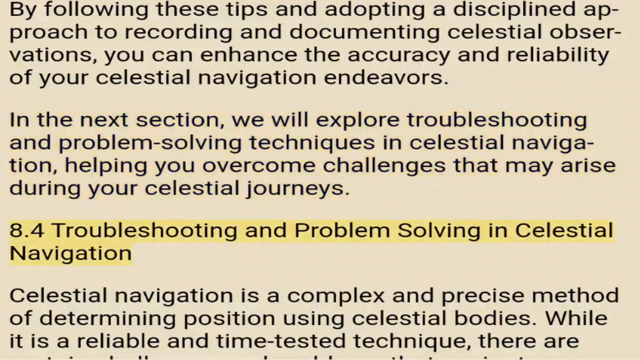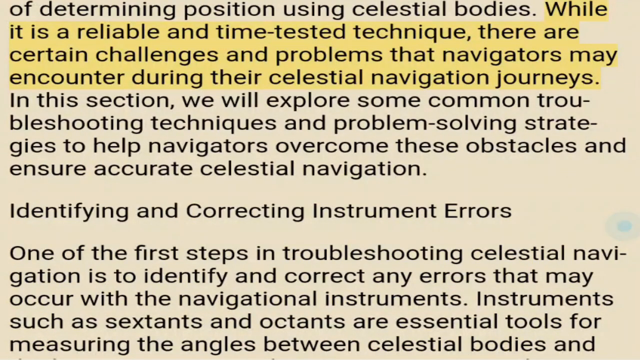8.4 Troubleshooting and Problem-Solving in Celestial Navigation. Celestial navigation is a complex and precise method of determining position using celestial bodies. While it is a reliable and time-tested technique, there are certain challenges and problems that navigators may encounter during their celestial navigation journeys. In this section, we will explore some common troubleshooting techniques and problem-solving strategies to help navigators overcome these obstacles and ensure accurate celestial navigation.